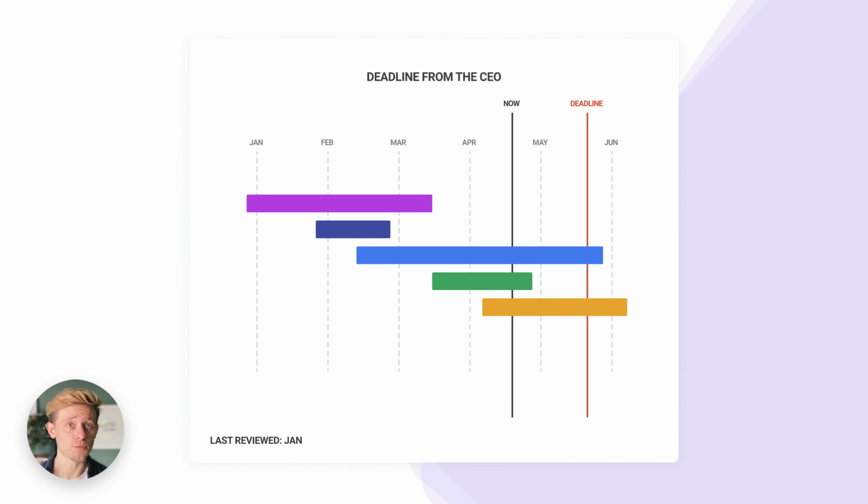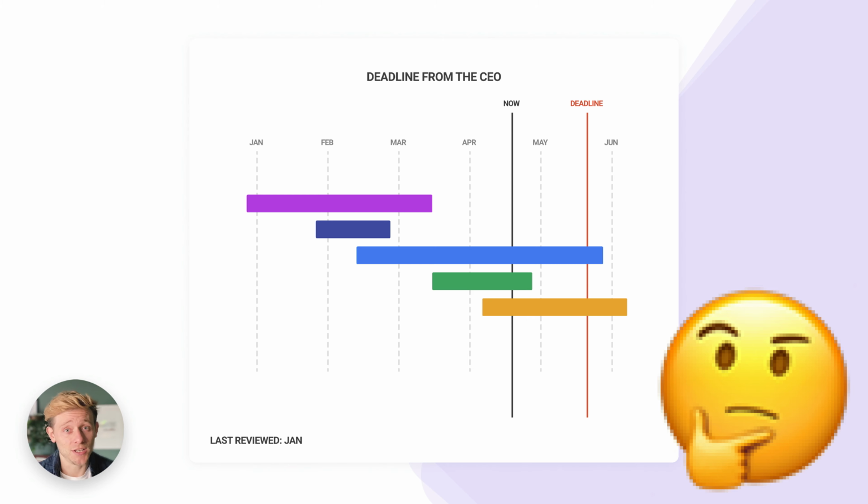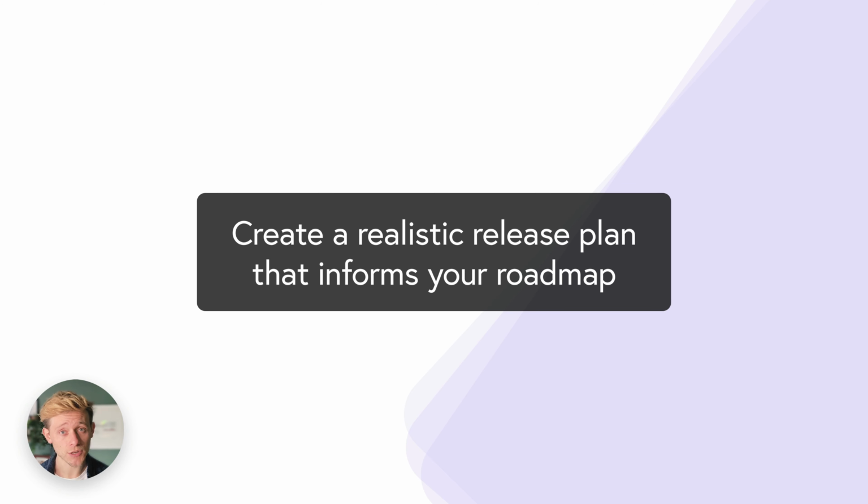We all know that management-led road mapping can be a divided topic. Writing high-level deliverables with deadlines on a Gantt chart is rarely the best way to estimate what you can actually deliver and how long it may take. At Avion, we encourage you to create a realistic release plan that can inform your roadmap.